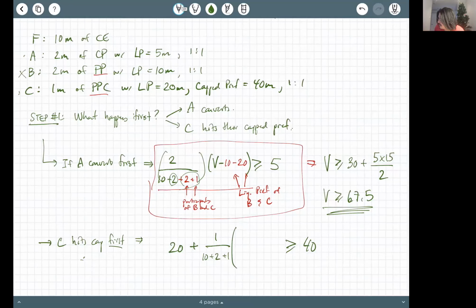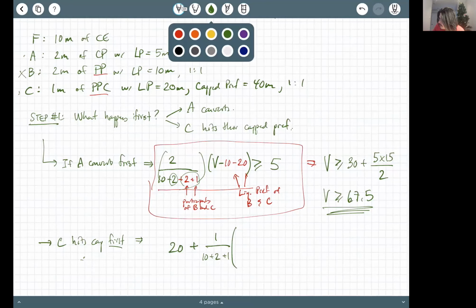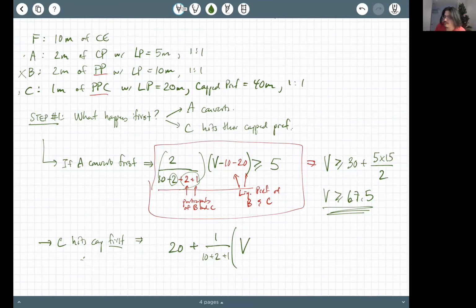What is the common equity worth? It's V, the exit value, minus 5 minus 10 minus 20. That has to be greater or equal to 40, because if C hits their cap first, all the liquidation preference still exists because no one has converted. So at what value of V does this happen? Are folks okay with this equation, or is there something that's unclear about this?